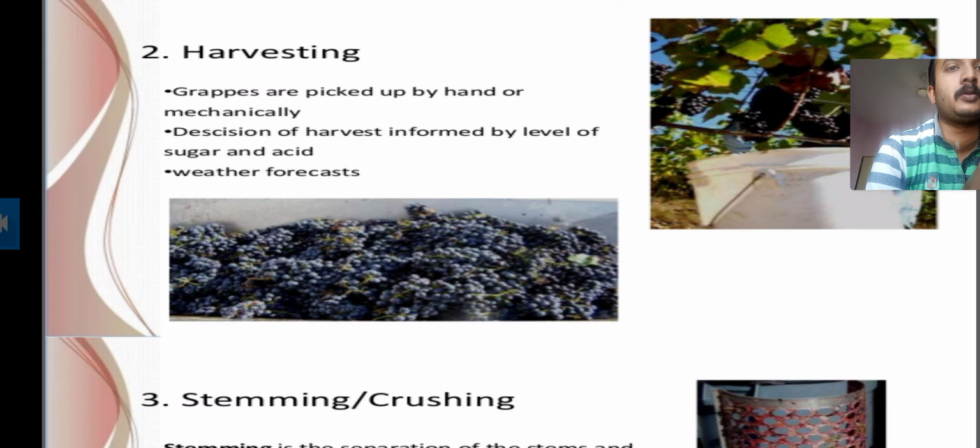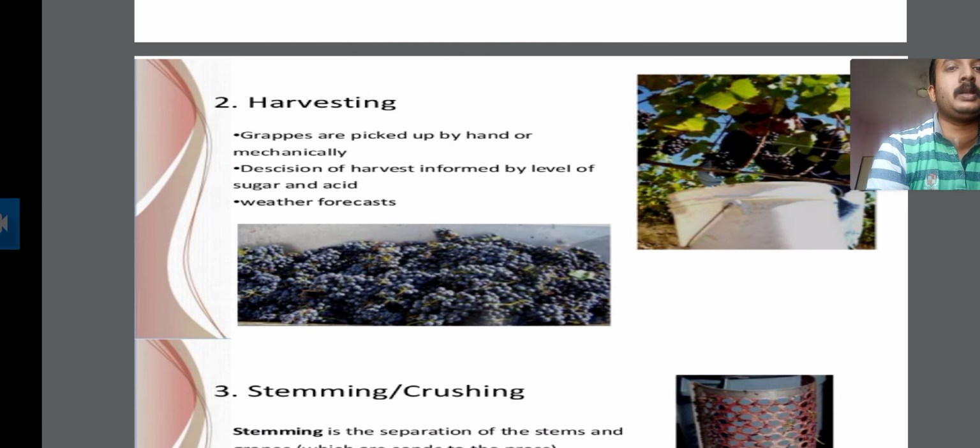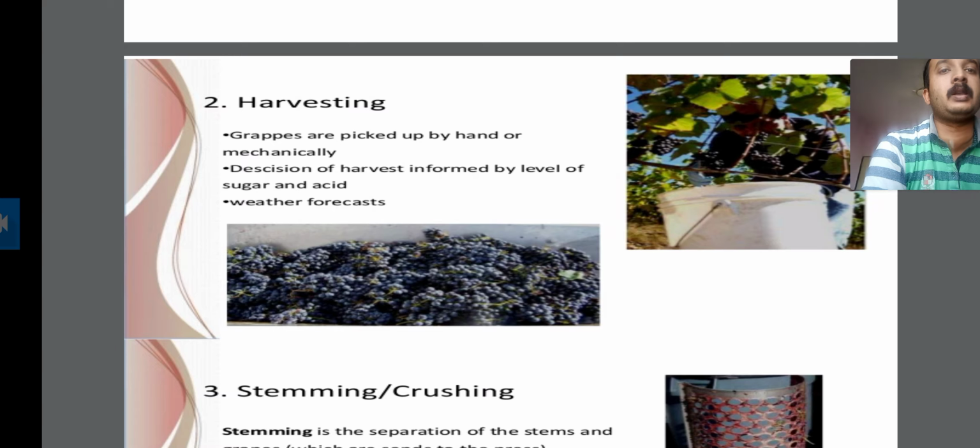You have to decide whether to harvest by hand or mechanically. It depends on the level of sugar and acid in the grapes; the sugar and acid levels are important for the harvesting decision. Secondly, the weather forecast. Some rainy seasons can affect the grapes, so you harvest according to the weather forecast. This is an important factor for harvesting.